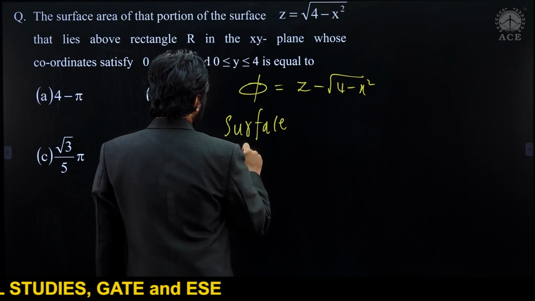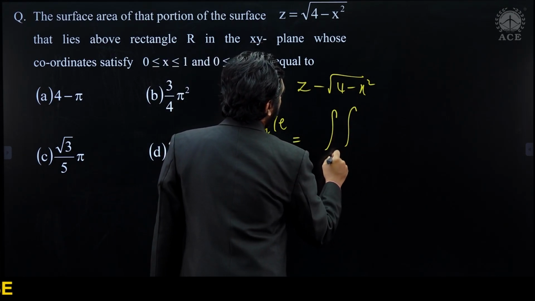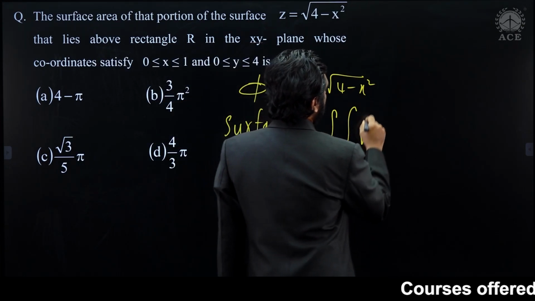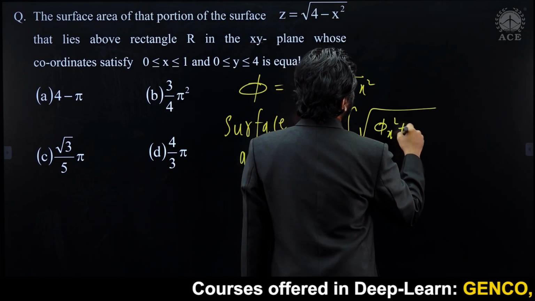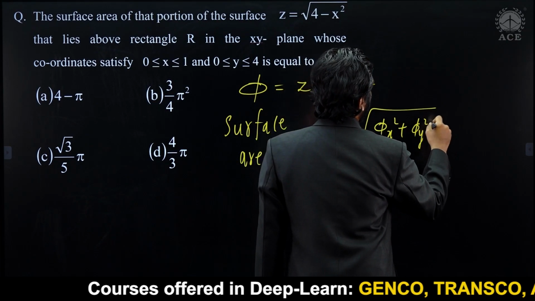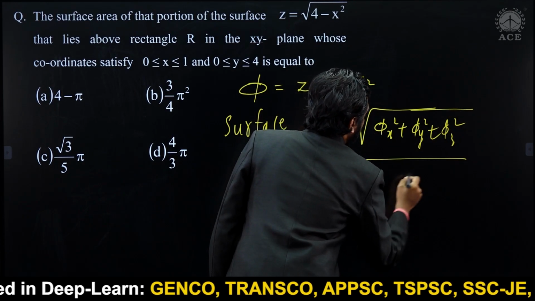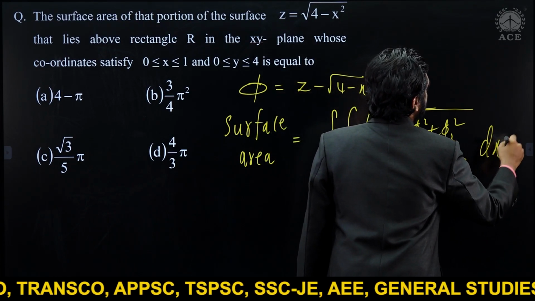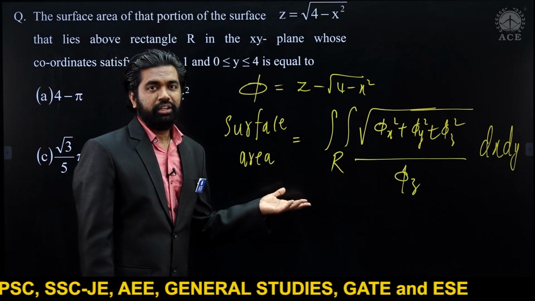The surface area is given by the double integral over the region R of root of phi x square plus phi y square plus phi z square, whole divided by phi z, into dx dy, right? So there is a derivation involved here.